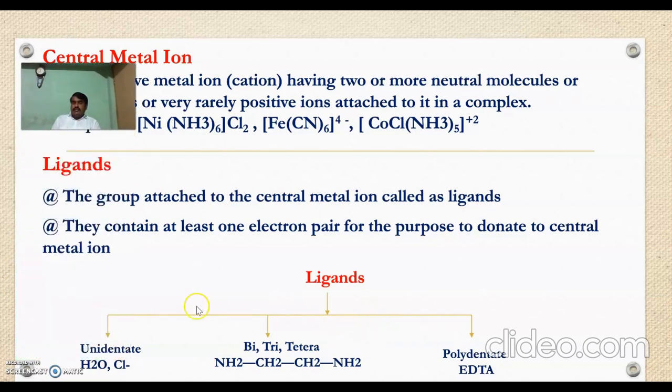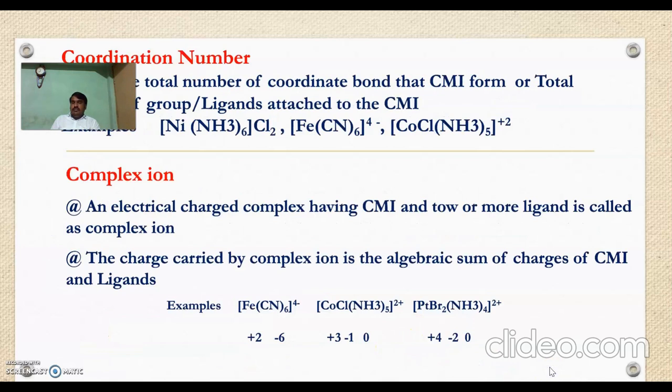These ligands are further classified as unidentate, bi, tri, tetra or polydentate depending upon the number of donor sites. The details of classification of ligands we will see in part B of unit first, in chelates. So the next definition is coordination number.